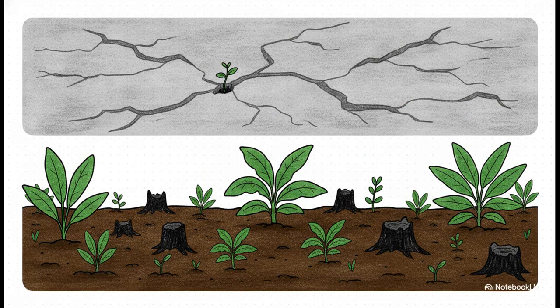When an ecosystem completely transforms over time, we call it succession. And you are definitely going to be tested on the difference between primary and secondary succession. So the crucial point to remember here is the soil. Primary succession starts where absolutely no soil exists, like on bare volcanic rock, making it an incredibly slow process. Secondary succession, however, starts where a disaster happened, like a forest fire, but the soil is already there. Because the soil exists, it bounces back much, much faster.